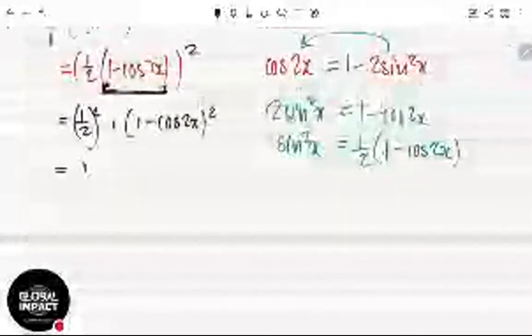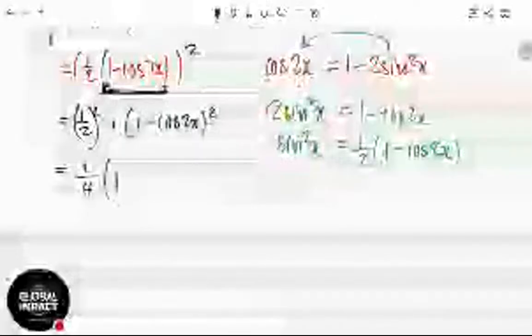Which is equal to half squared, that's 1 over 2 squared, which is 4. Then multiplying 1 minus cos 2x, squared. What do you do? You square the first term, 1. You multiply them together, negative cos 2x. Then you double the answer, so you multiply them together and double the answer. So that will be minus 2 cos.